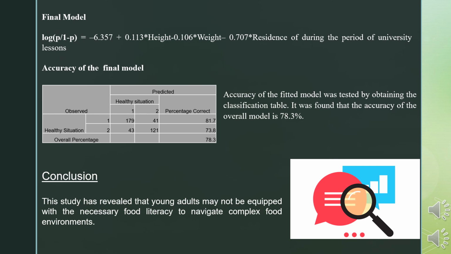Conclusion. This study has revealed that young adults may not be equipped with the necessary food literacy to navigate complex food environments.